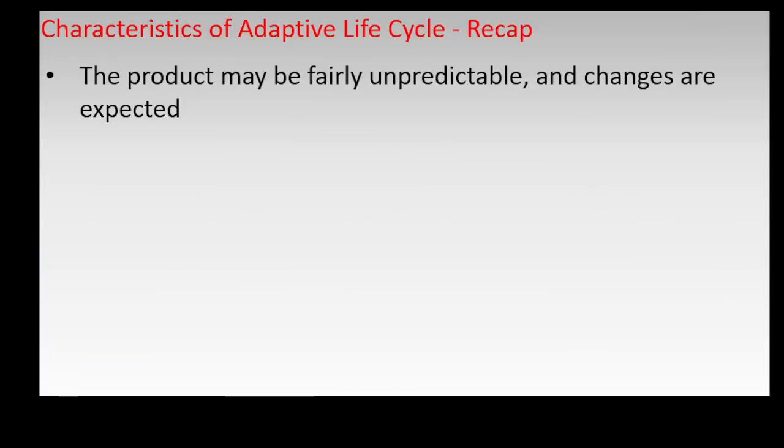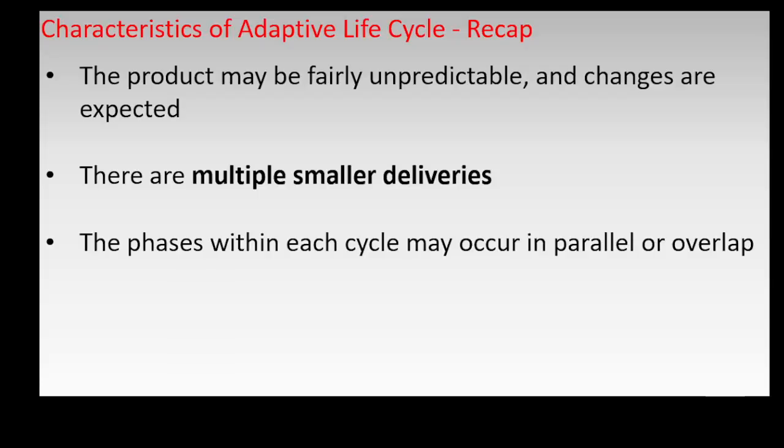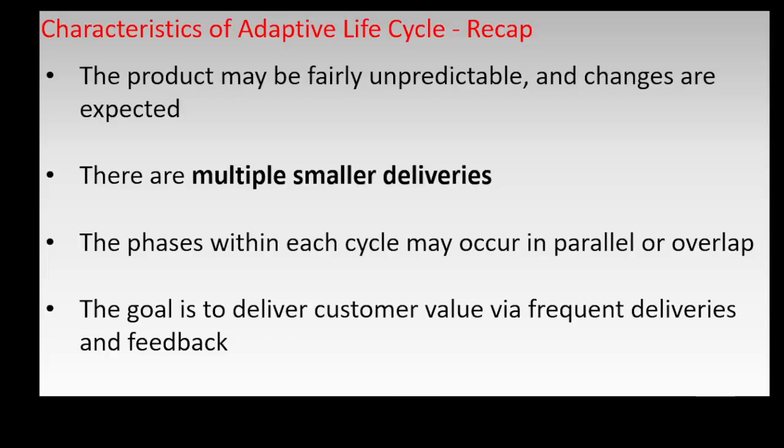In our past video on types of project lifecycle, we described the following characteristics of adaptive lifecycle. The product may be fairly unpredictable and changes are expected. There are multiple smaller deliveries. A project is completed in several smaller cycles. Product increments are created and refined in each cycle and could also be deployed. The phases within each cycle may occur in parallel or overlap. The goal is to deliver customer value via frequent deliveries and feedback.